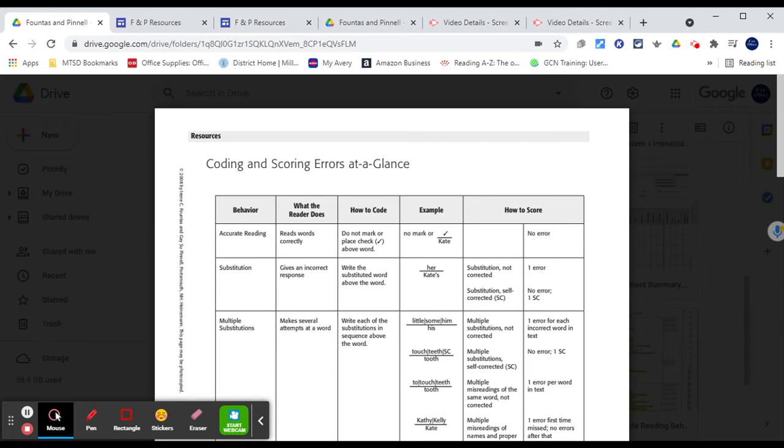I think it's kind of confusing, but it says do not mark or place a check above word. So if they're reading the words correctly, you're just going to let them go. You do not need to mark the words.